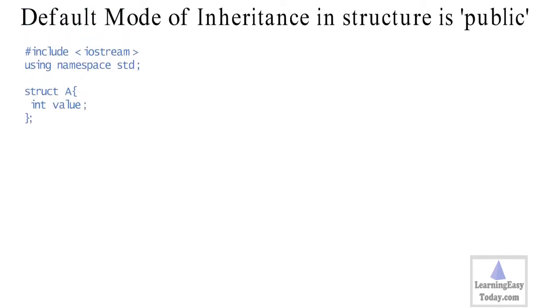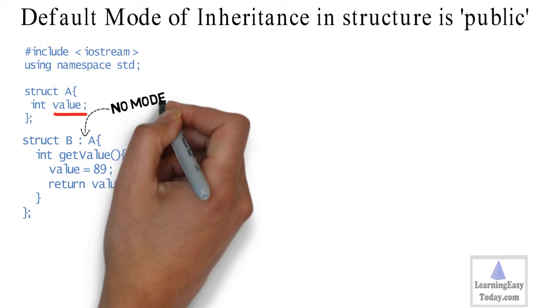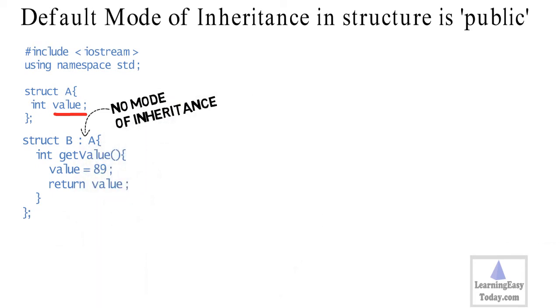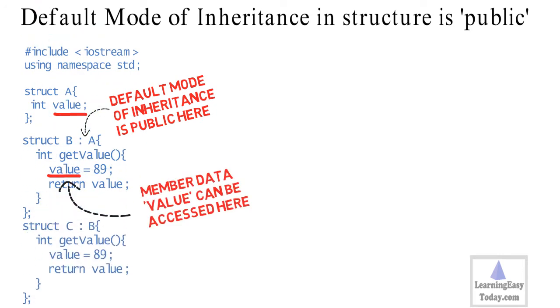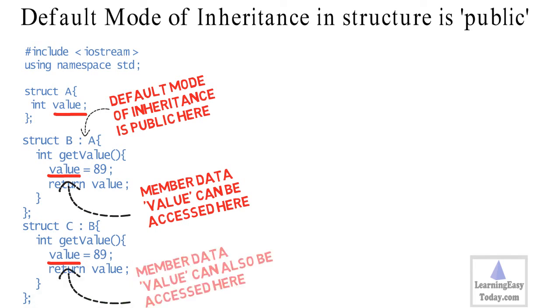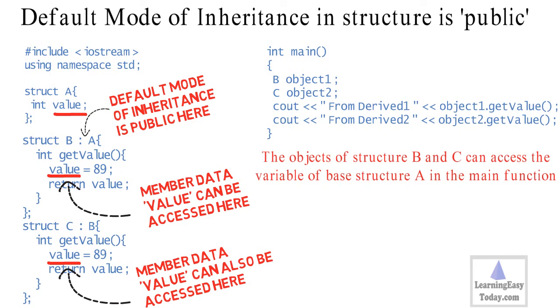Here structure A is base structure with data member value. Thereafter, the structure A is inherited to another structure B without specifying the mode of inheritance. In this case, the default mode of inheritance will be public. It means the base structure A is publicly inherited to the derived structure B. The public data member value of structure A will remain public in the derived structure B and will also be available for further level of inheritance.